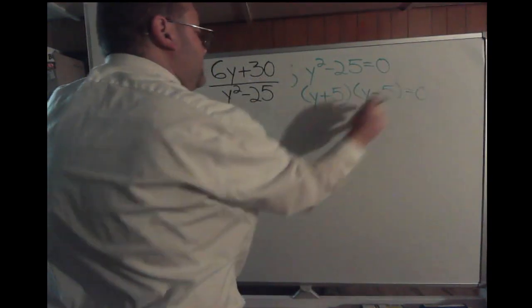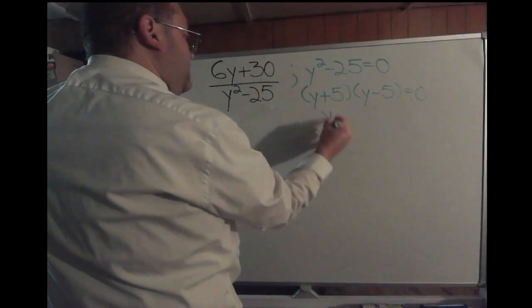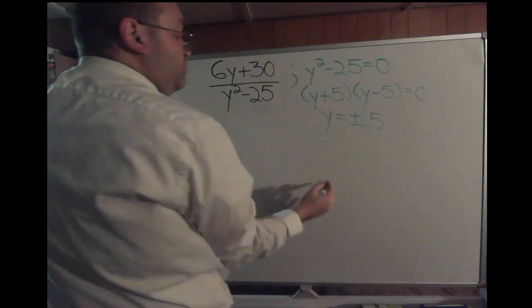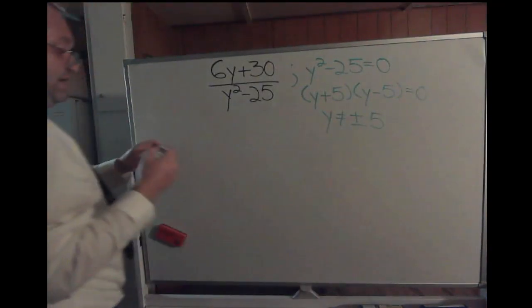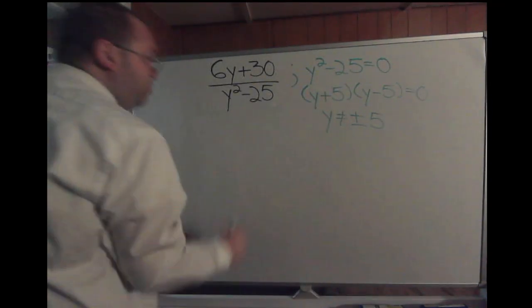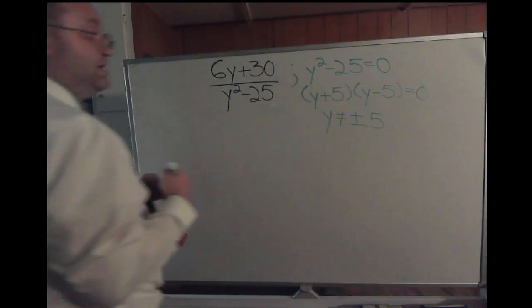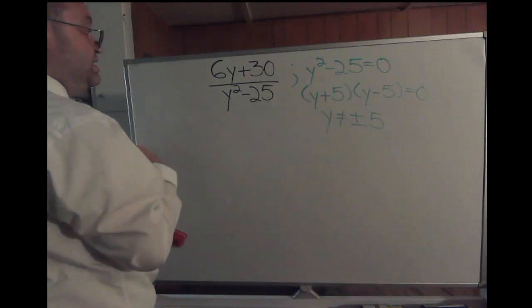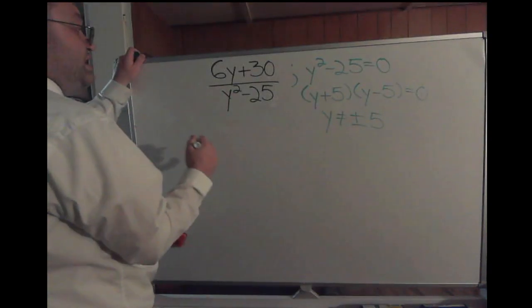Take each of the factors, set them equal to 0, you get y equaling both plus and minus 5. Which means it cannot equal plus or minus 5, because if it equals either one, you're going to get a denominator of 0, making the expression undefined. So y cannot equal plus or minus 5. So now let's go through and factor out the numerator.